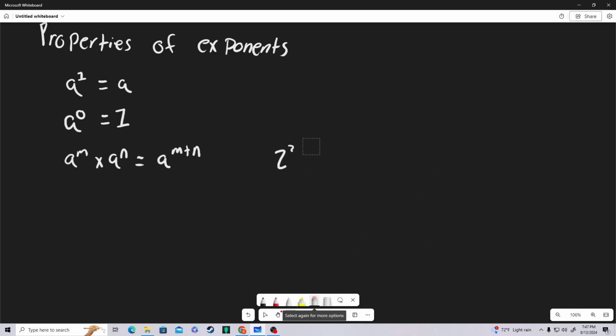I'm going to erase that. If you want to keep that example, just go ahead and write it down in your notes. I'm just going to erase that to save space.